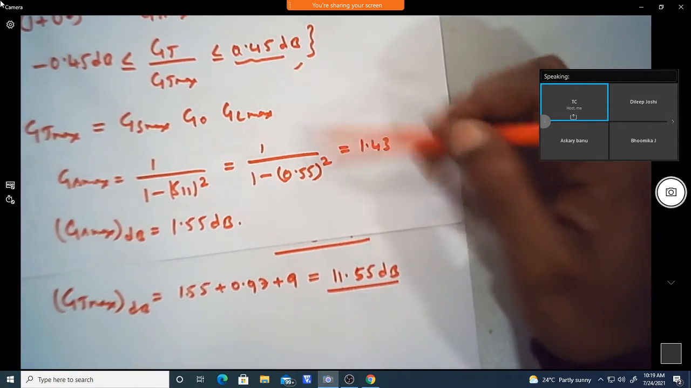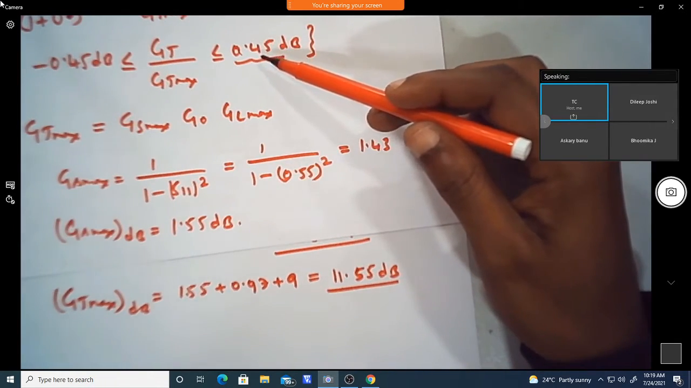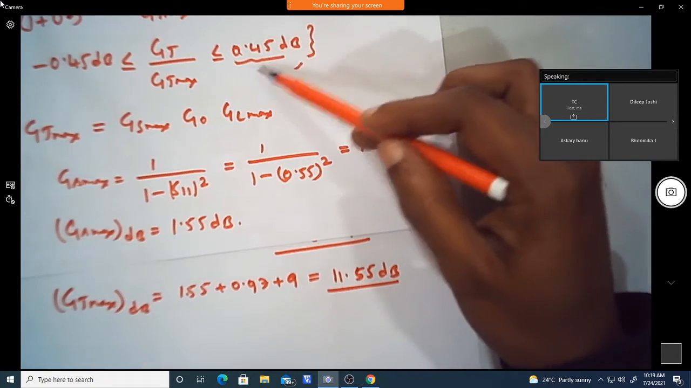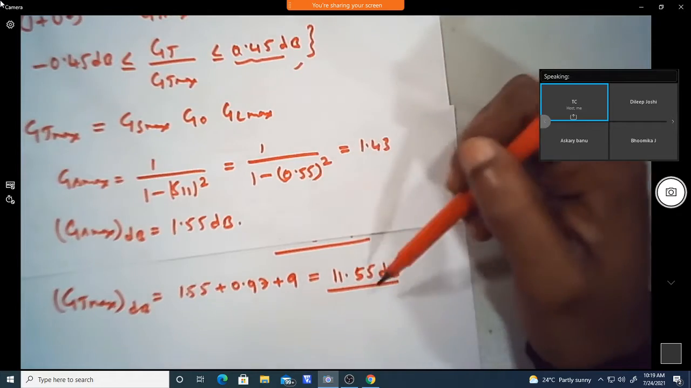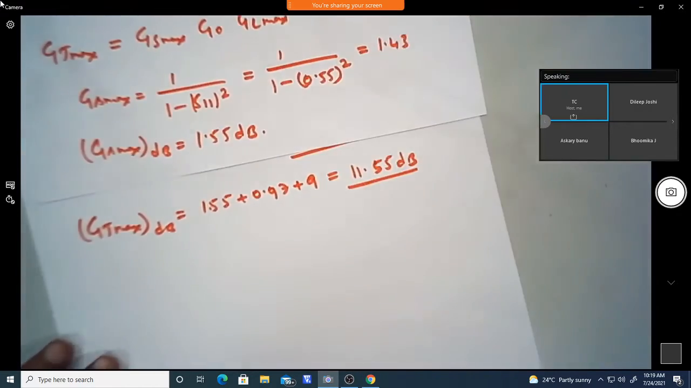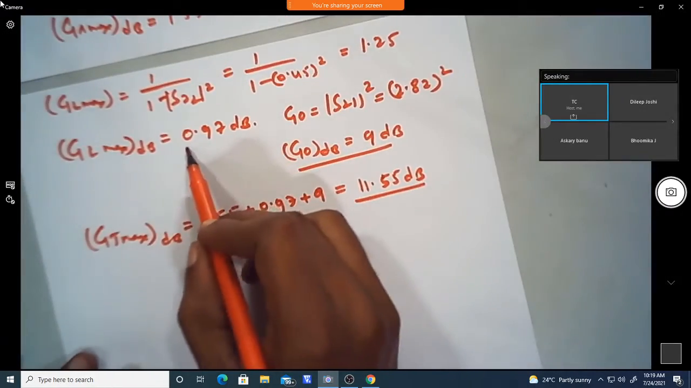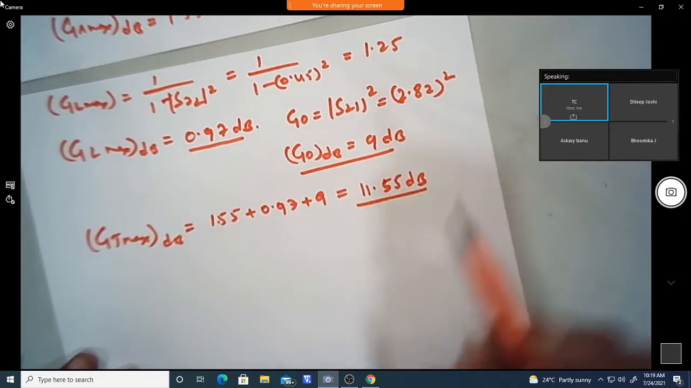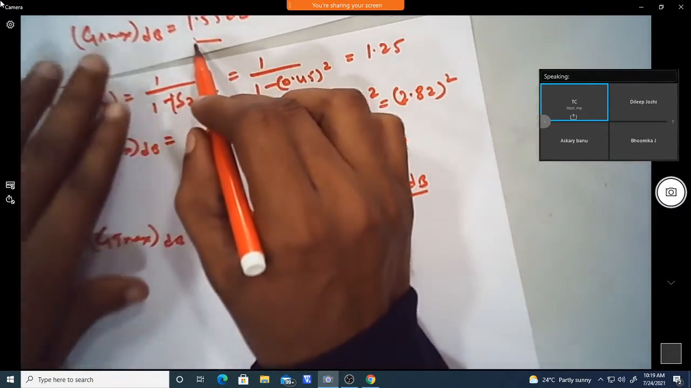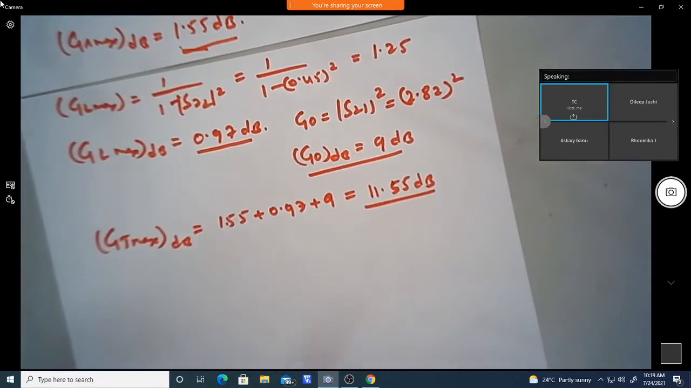This range of error is acceptable. It should not go beyond 2 dB, 3 dB like that. Within 1 or 1.5 dB, it is an acceptable range. Then only we can proceed with the further part, that is designing for this. So the output, that is GL max and GS max, is this much dB. We are going to proceed with the input and output matching network.